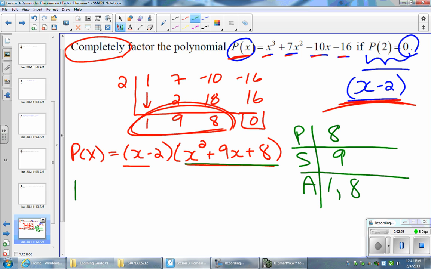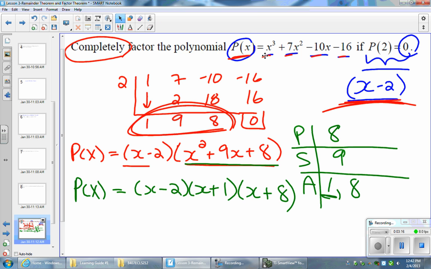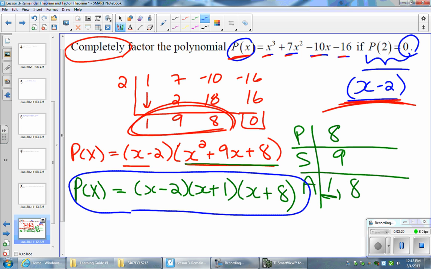So our complete factored form is going to be p of x is equal to x minus 2 times x plus 1, which came from right here from our PSA chart, times x plus 8. So this right here is the complete factored form of this polynomial.